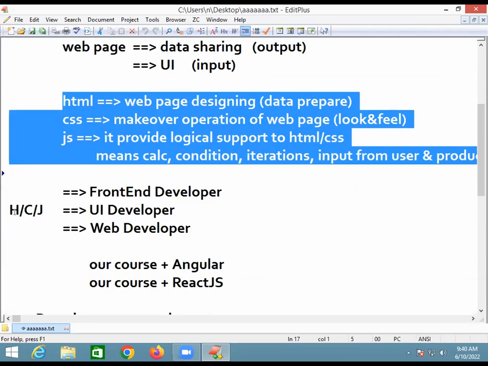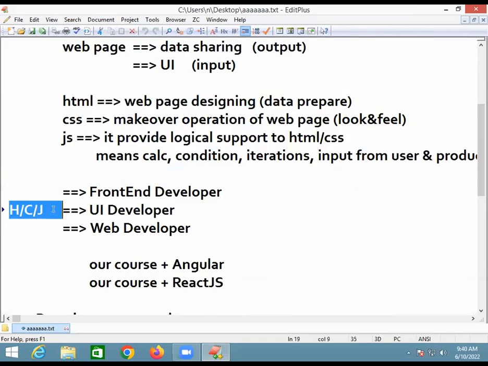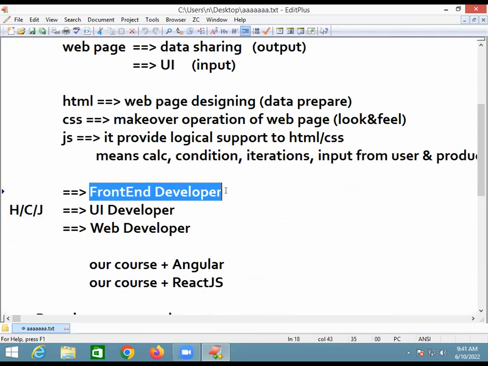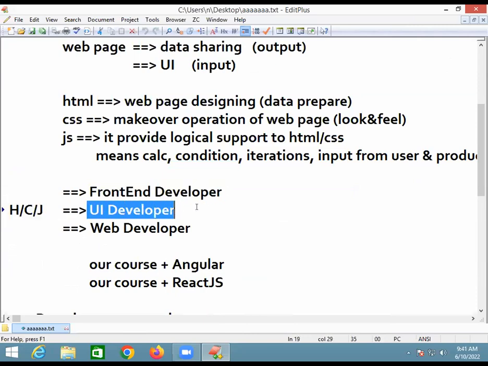And a small thing also here: if I learn this course, what can I do in the future, sir? We can become a front-end developer, as well as a UI developer. But a small guideline: with only HTML and CSS, if I want to do miracles, sir, it is not possible.